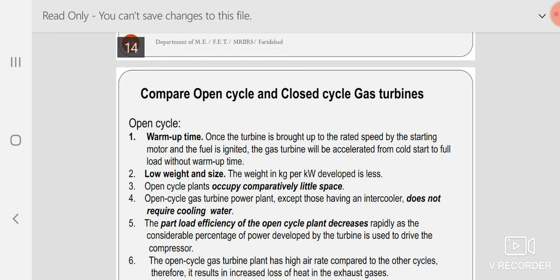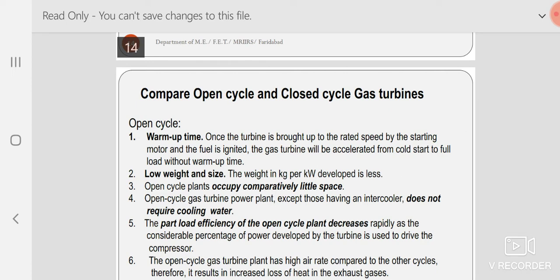In case of open cycle gas turbine, one heat exchanger where the heat rejection takes place is not at all required. We are making the gas go out into the atmosphere. So there is less occupation of space, and for that reason we have comparatively little space. Open cycle gas turbine, number 4 point.